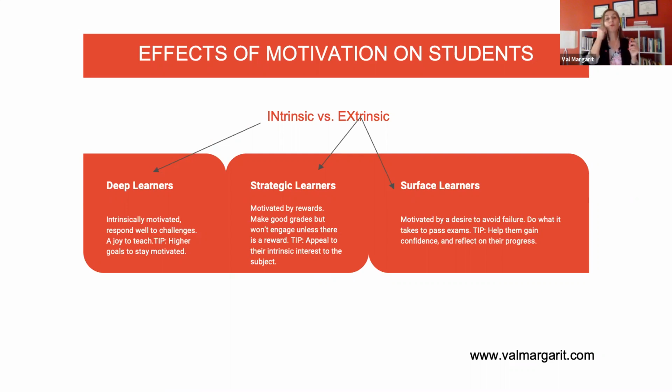Okay, the effects of motivation on students. We have deep learners, and we have strategic learners and surface learners. Now, the deep learners, you know, those are the students who come to class, eager to learn. And what you need to do with the students, you need to provide even more resources to keep them motivated. The second group of students, strategic learners, these are extrinsic, right? Their motivation is extrinsic. It's attached to grades, to assignments. So what you need to do there is to work with them to be interested in the subject.